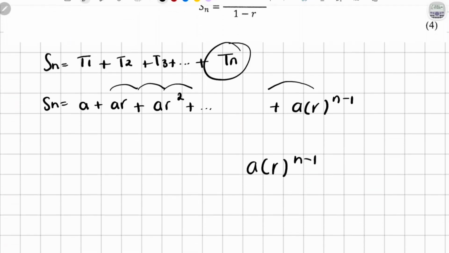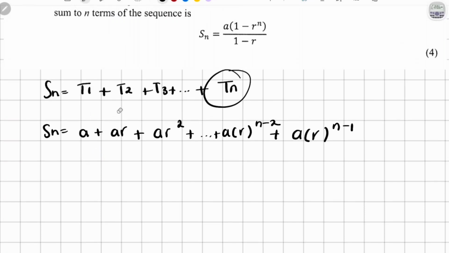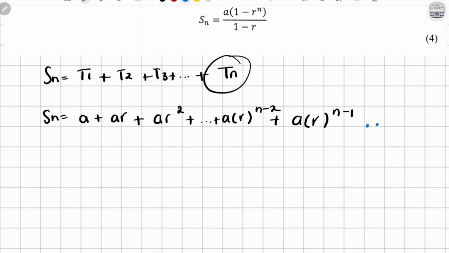Since it's decreasing by 1, what's actually happening is you have a times r raised to the power of n minus 1 minus 1, which gives you a times r raised to the power of n minus 2. Okay, so that's what we're going to have over there. That's going to be the second last term. I'd actually like to work with it as just the first, second, second last and last. So I'll just get rid of this, but it's fine, I can leave it there for reference. Okay, so that is what we're going to call our first equation.